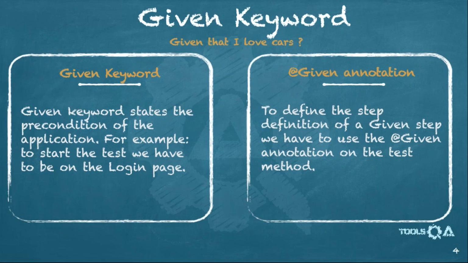For example, to start the test we have to be on the login page, right? So that is the precondition. So you would write something like this: given user is on the login page. I will show you how we can write it in a few seconds. And then for the corresponding given scenario step in your feature file, you will have a corresponding given annotation step definition in your code file. So for a given step you should have a test method with the @given annotation, so that you can have a mapping between a given step and a given step definition. So we will talk about the @given annotation.